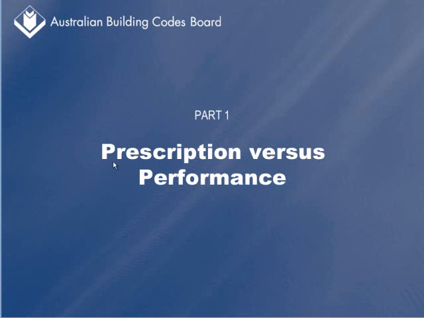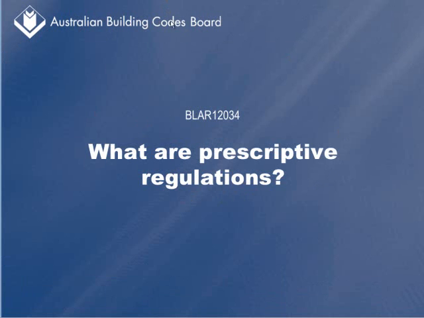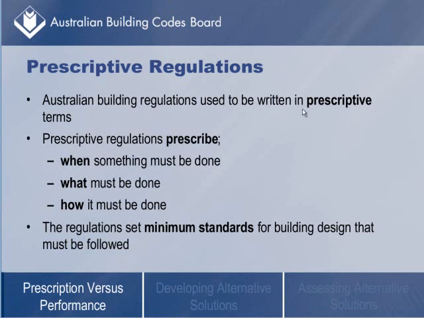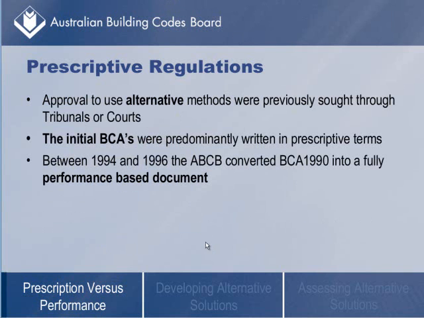So first of all is a little bit of background in performance-based legislation compared to prescriptive legislation. Prescriptive legislation are building regulations written in a prescriptive manner that prescribe when you have to do something, what you must do, and how you must do it. The regulations set minimum standards for building design that must be followed. So the prescriptive legislation now would be in the laws and acts quite often. A building regulation would specify prescriptive outcomes rather than performance that you would not see in the legislation.